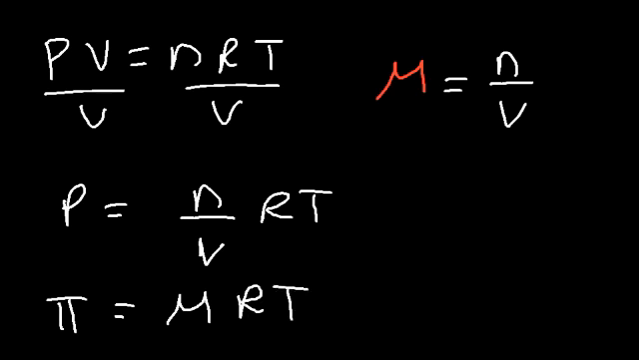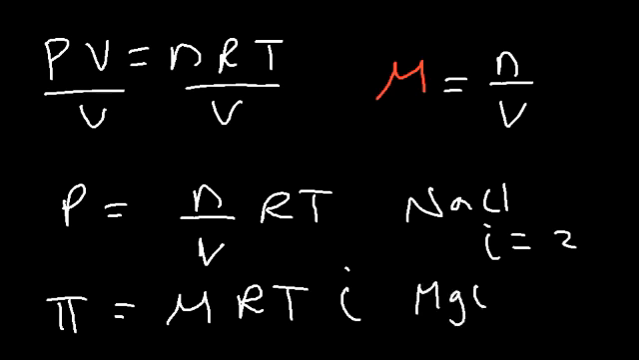And of course, if you have, let's say, an ionic solute, you need to multiply this by the Van't Hoff factor. So for sodium chloride, which has 2 ions, the Van't Hoff factor is 2. For magnesium chloride, which contains 3 ions, the Van't Hoff factor is 3.